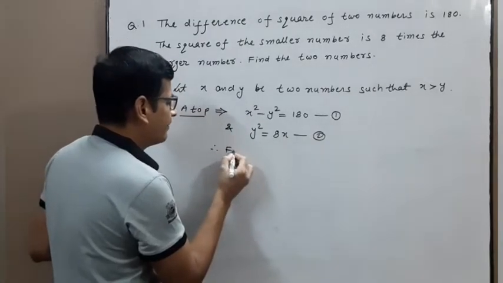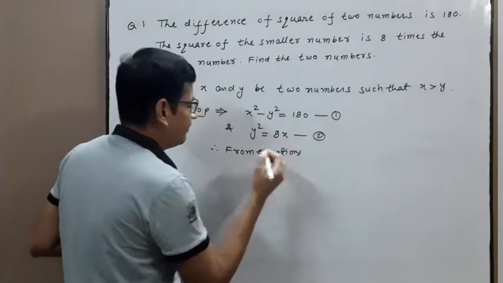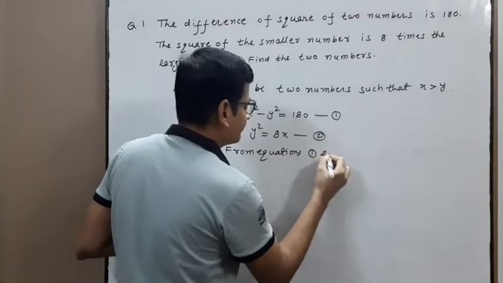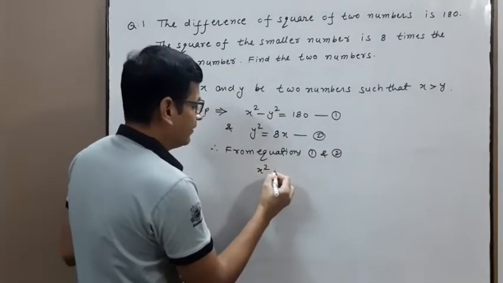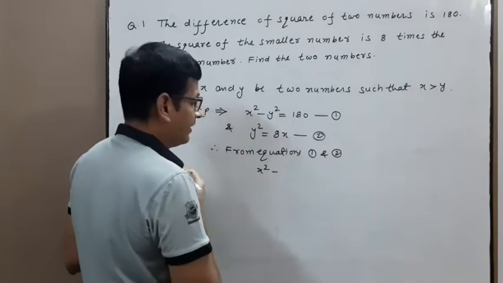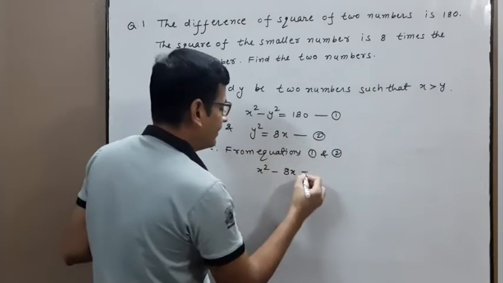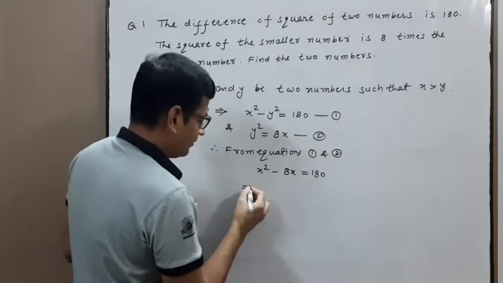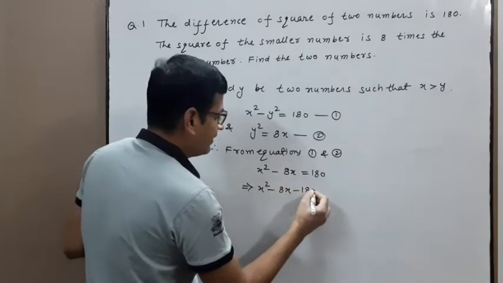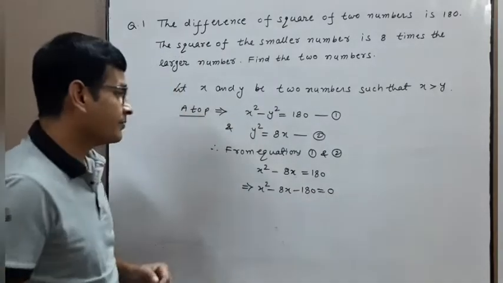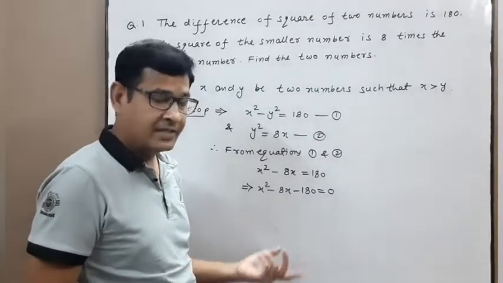Therefore, from equations 1 and 2, x square minus y square, which means 8x, is equal to 180. So x square minus 8x minus 180 equals 0. Now solve this quadratic equation either by quadratic formula or by splitting the middle term.